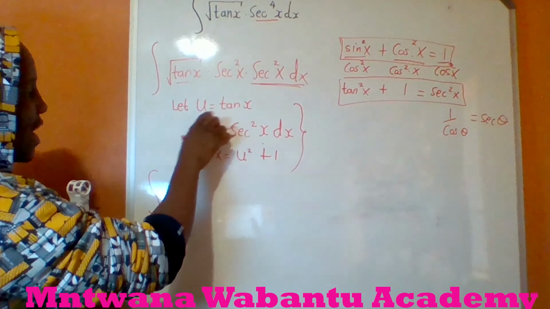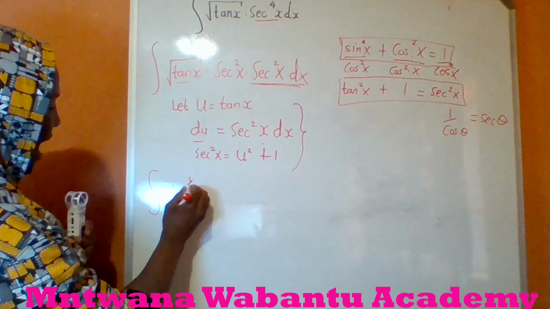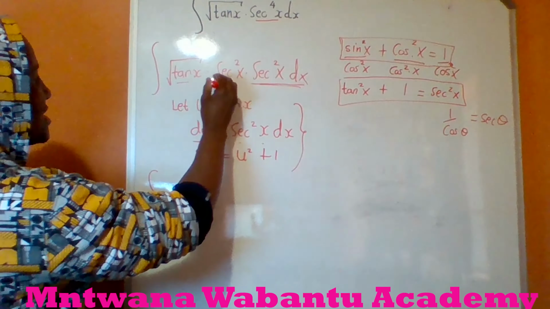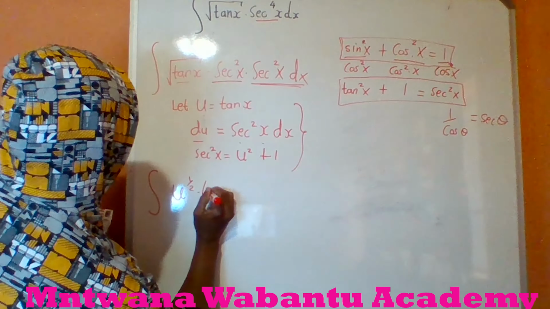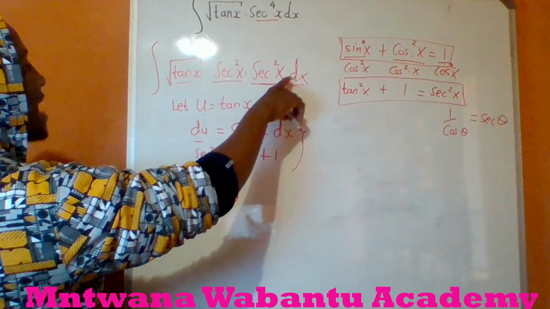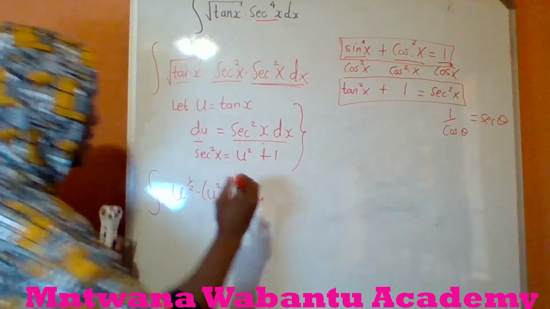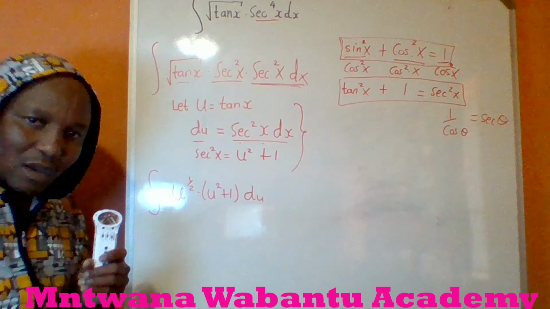But the time now is u, so we're going to say u. But the square root, what does square root mean? Square root means a half. And then multiply. Sec square means u square plus 1. Now sec square x dx equal to du. You see now the equation, now you went to the power form of integration.